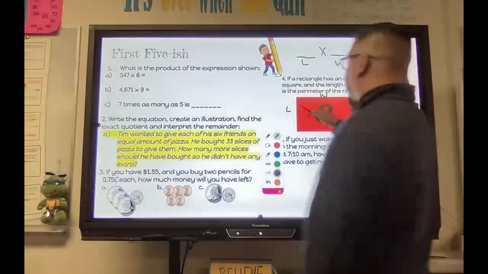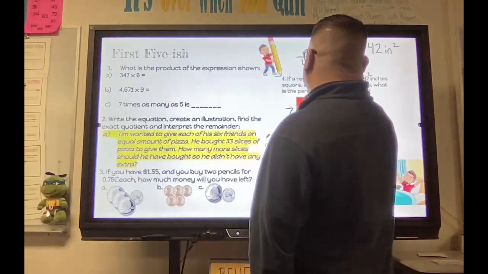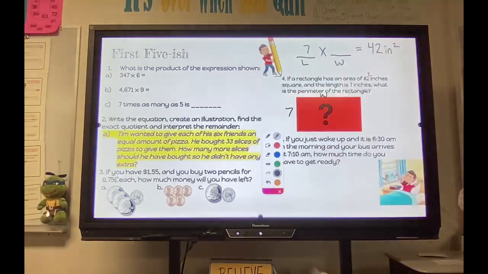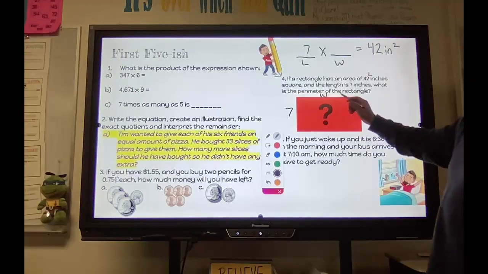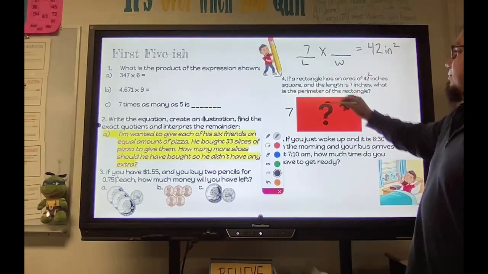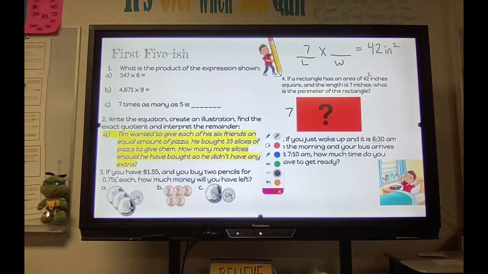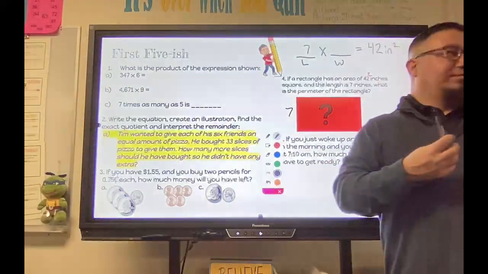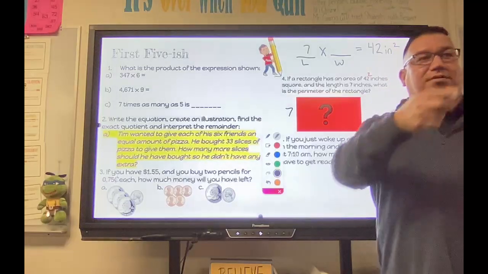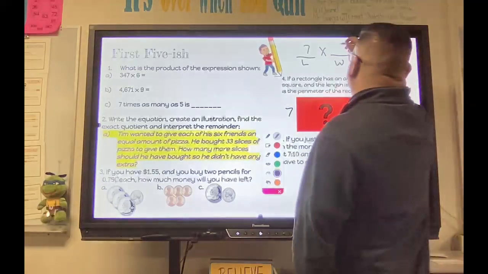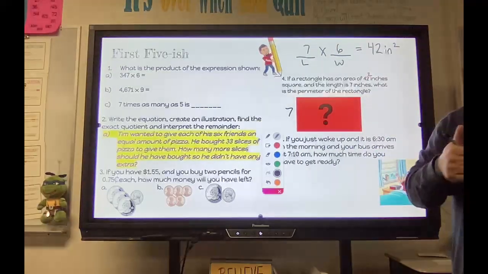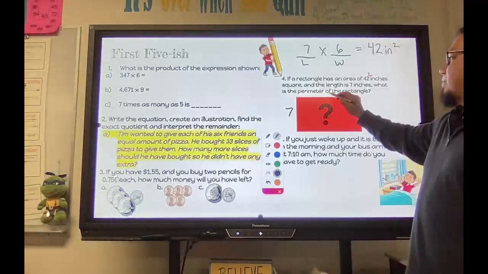The length is how much? 7 inches. So I know one of them now. I know this is 7 inches, and this is 7 inches. Okay, so I do have information now. What is the width going to be then? Why is it 6, Rosalinda? Because 7 times 6 is 42. You said the right answer, but then you told me the wrong multiplication. Okay, so 7 times 6 is 42. That's the only way you can make it if you're multiplying by 7. So that means this is 6.